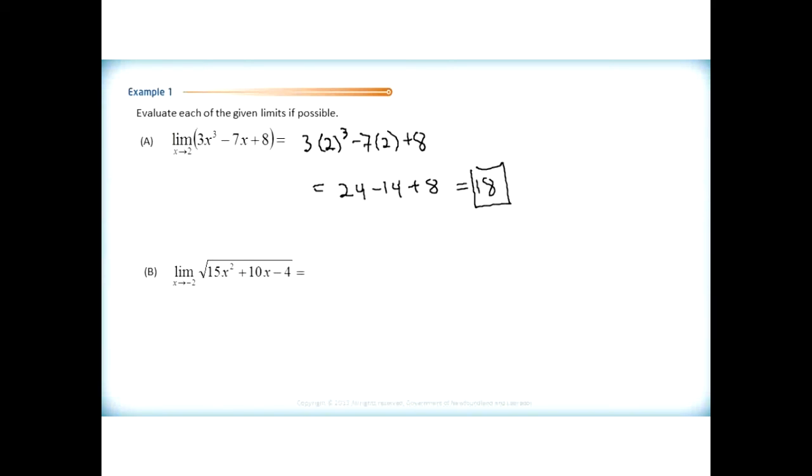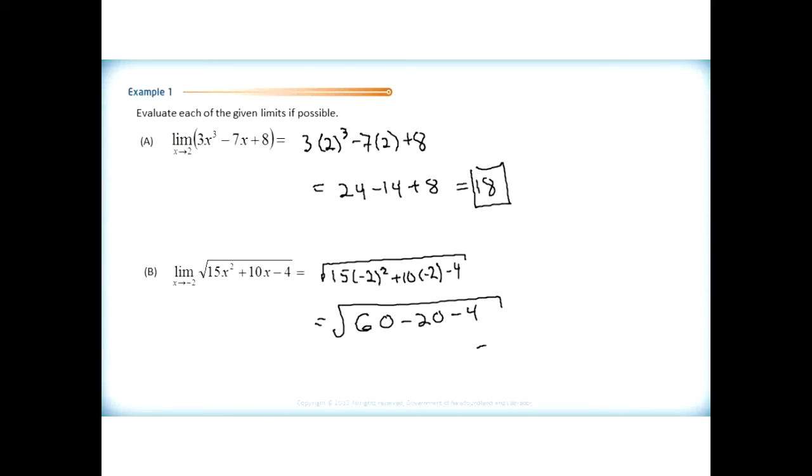We can't evaluate. So we're going to take the square root of 15 times negative 2 squared plus 10 by negative 2 minus 4. So what is that going to give us? It's the square root of 15 times 4, which is 60, minus 20, minus 4, and 60 minus 24 is 36. So the limit for that function is the square root of 36, which equals 6. So our limit there is just 6.